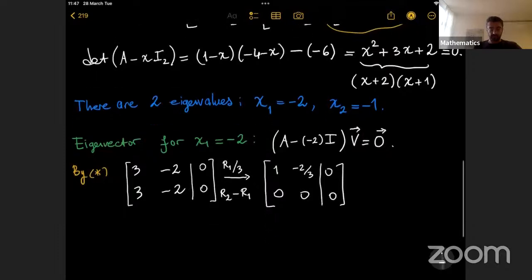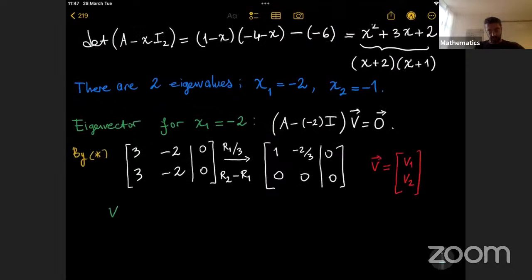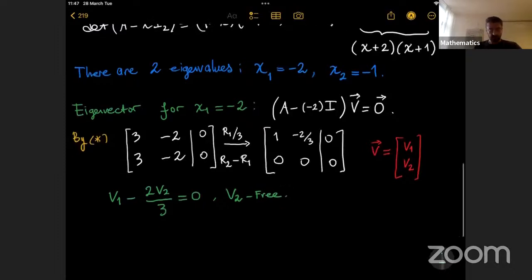Okay, so this tells you basically if you say V is a vector like this, V1, V2, the corresponding equation is V1 minus 2V2 over 3 is equal to 0. And V2 or V1, one of them is free because we don't have any other equation. Let's say V2 is free. So V2 can be any number you take. So this tells you that V1 is equal to 2 times V2 over 3, okay?